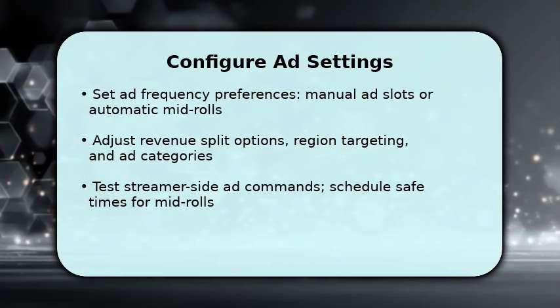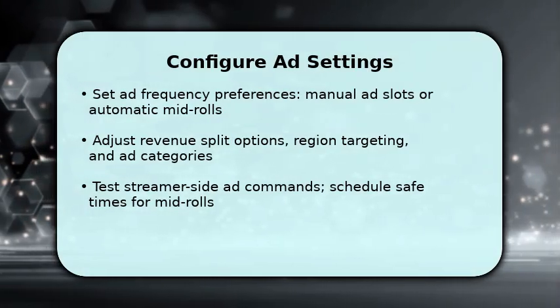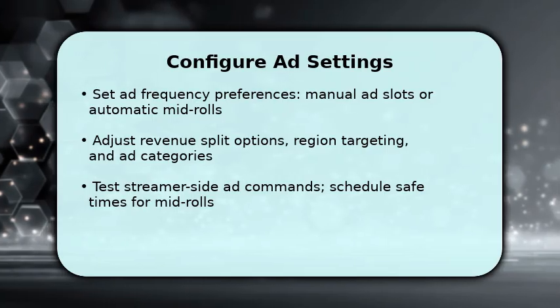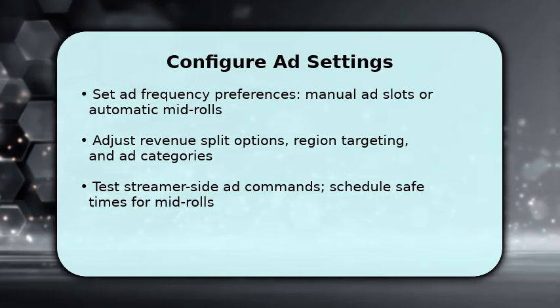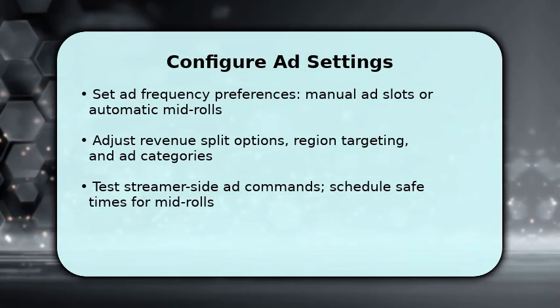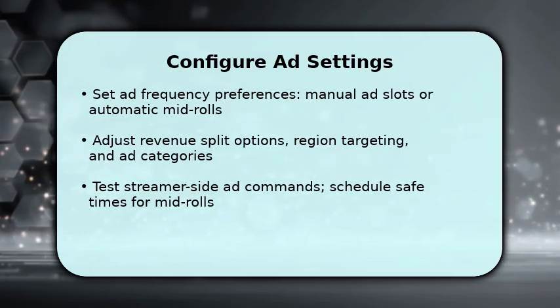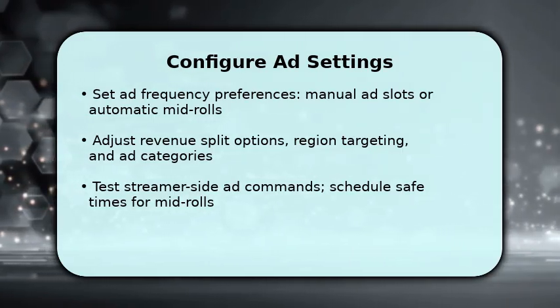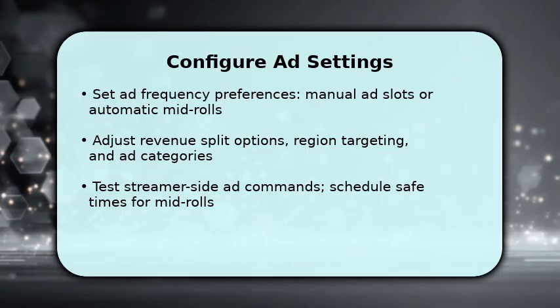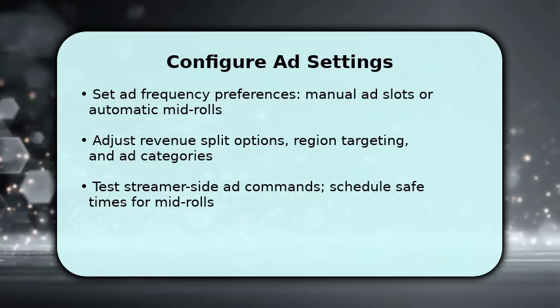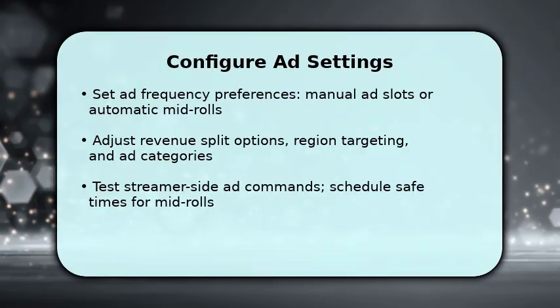Now you'll configure the detailed ad settings that control when and what viewers see. First, choose ad frequency. Pick manual ad slots if you want control or automatic midrolls for convenience. Both have pros and cons. Then set revenue and targeting options like regions and allowed ad categories so content matches your audience.